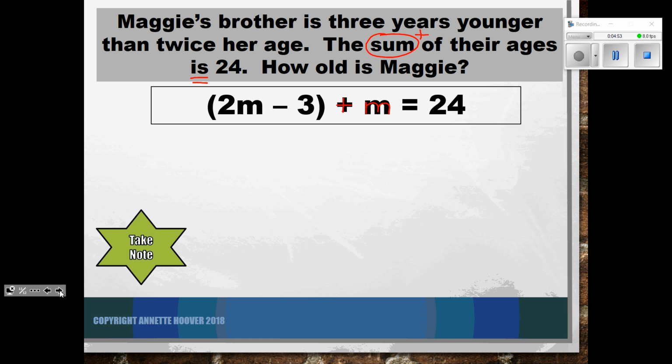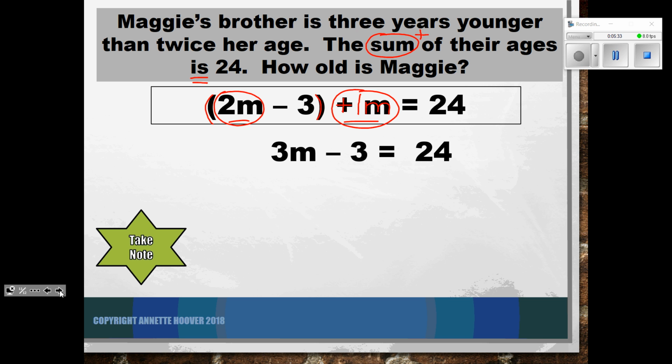Now the parentheses are not necessarily necessary, that's good English. But I put them there just to show that this represented Maggie's brother. But at this point, when you begin to solve, you can just drop the parentheses because you're just looking for like terms. And if you look, we have a 2m and an invisible 1m. If there's no number in front of it, it's an invisible 1. So we have a 2m and a 1m on the left side. We would combine them together, and that would give us a 3m minus 3. So all we did so far was combine the 2m and 1m.